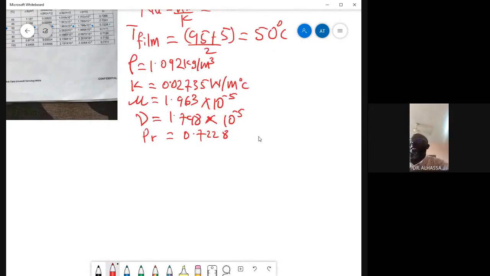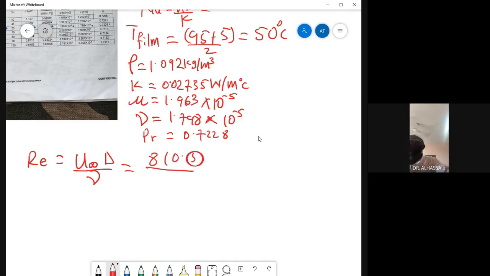Now, quickly, let us find the Reynolds number, Re, which equals the velocity of the fluid, U infinity, times the hydraulic diameter divided by the kinematic viscosity. You understand? So this gives us 8 times 0.15, which is the diameter.